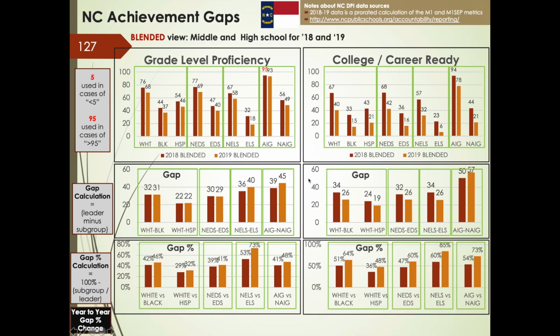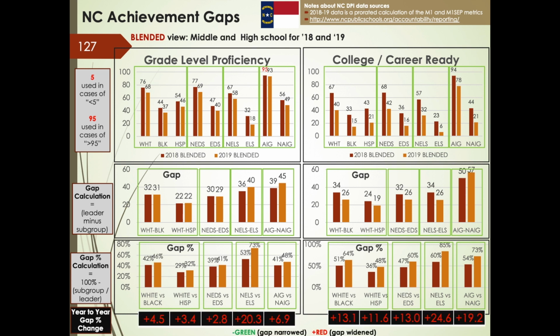And then last but not least, let's look into the blended scores here. This is where we're looking at achievement gap with a blended group, blended calculation. We see for North Carolina, again, the gaps widened for all the scores across the board. For GLP, most of them were under 5. And then for CCR, most of them were well over 10.